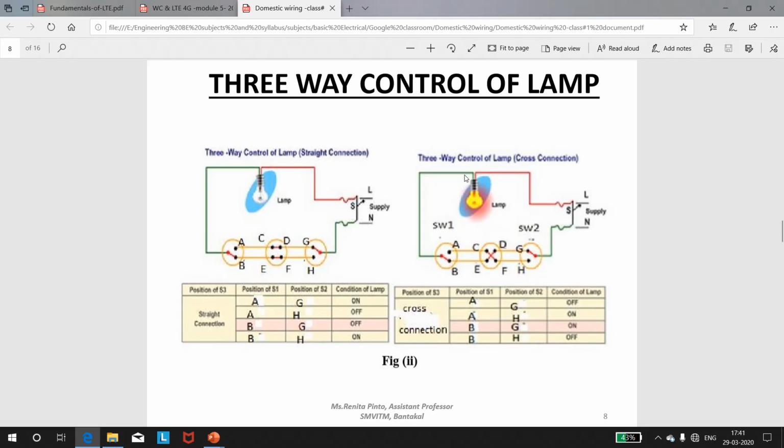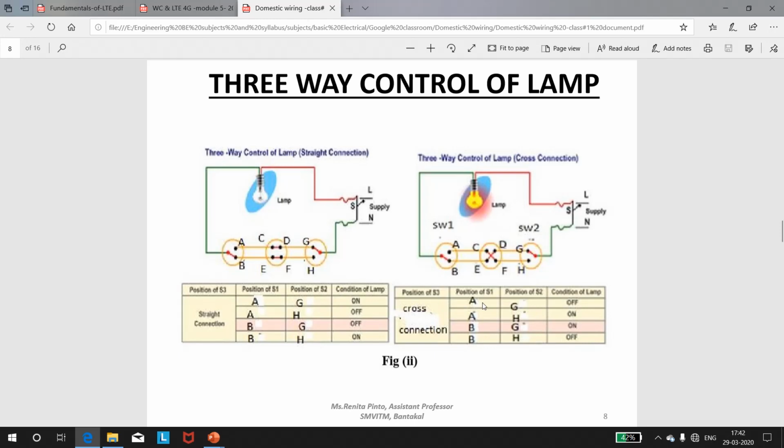Now let me consider the second type, where the three-way control of lamp is connected in a way where the intermediate switch is connected in a cross connection type, that is from C to F, E to D. So let me analyze the four positions now. Switch S1 is connected to position A and switch S2 is connected to position G. The circuit becomes incomplete and the lamp will be off. Switch S1 is connected to position A and switch S2 is connected to position H. The circuit becomes complete and the condition of the lamp will be on.